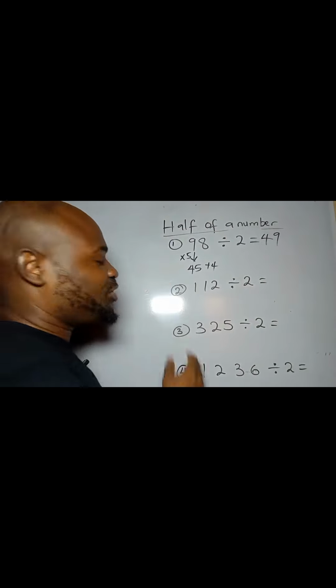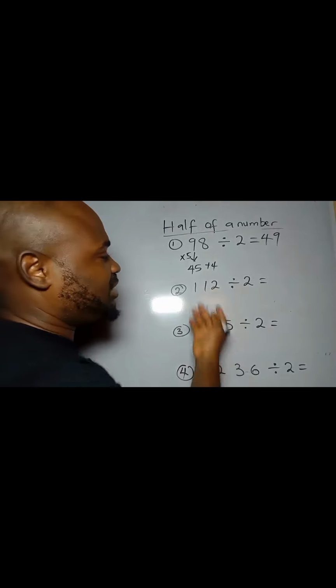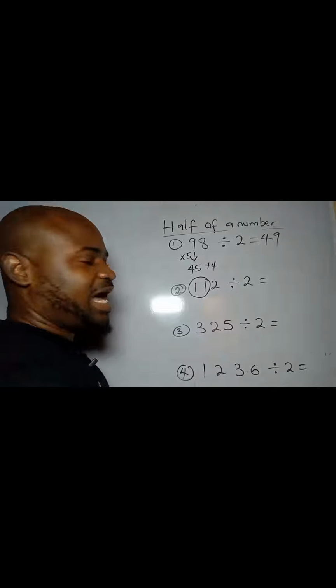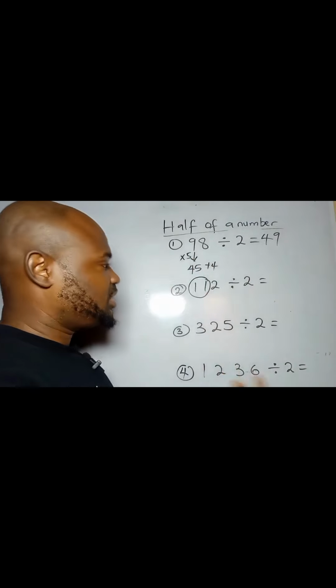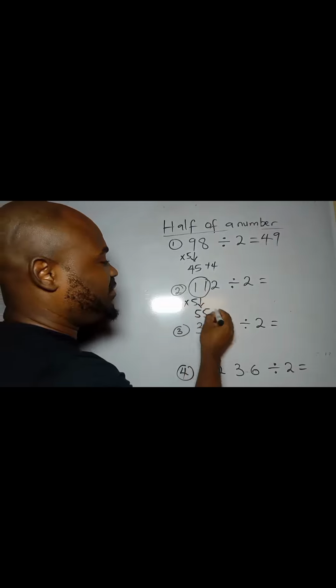Okay, now let's continue. Let's try number 2 example. 112 divided by 2. Now this number has 3 digits this time around. Now just pick the first 2 digits, okay, and reserve the last digit. Always reserve the last digit, that is the unit digit. So 11 multiplied by 5, that will give us 55, right?